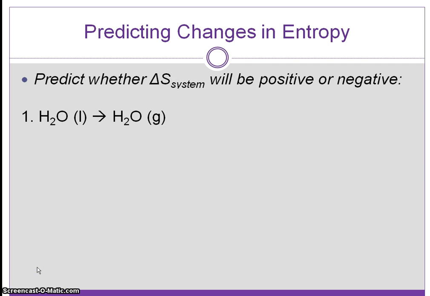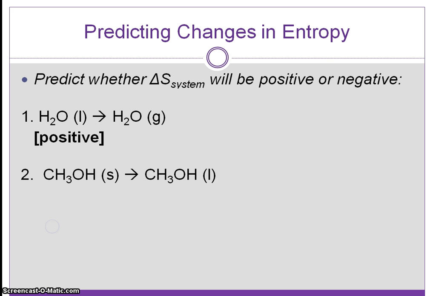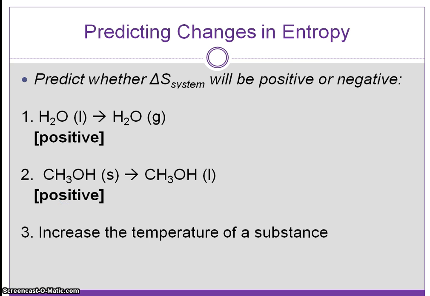So let's look at each of these. If you go from a liquid to a gas, gas has more disorder. So we say that the delta S is positive because you're increasing the entropy. Solid to liquid, liquid is more chaos or more disorder. So again, you're increasing the entropy, so this one's going to be positive. If you increase the temperature, since it's a measure of the motion of the particles, you would also increase the entropy. So that's going to be positive.